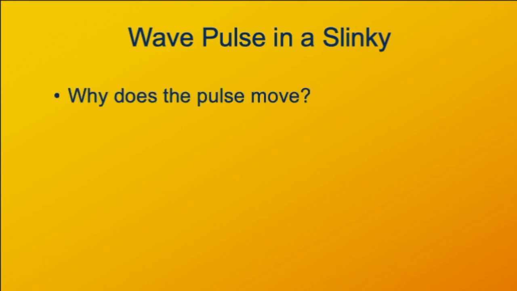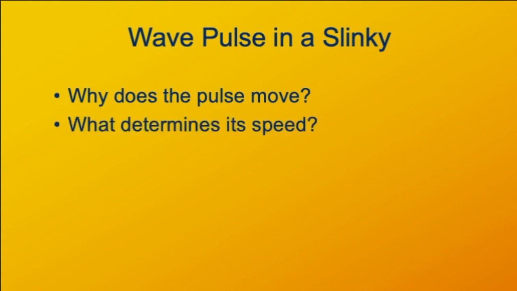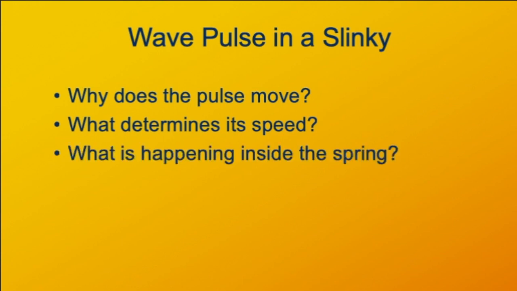What causes that to move? What causes that propagation of the wave? It's not just the push, opposite the direction of the pull. That's kind of interesting. Just like for the wave in the rope, we can ask what determines the speed of propagation of the wave in the slinky, and what's happening inside the slinky that causes this wave to move and that determines how fast it moves.